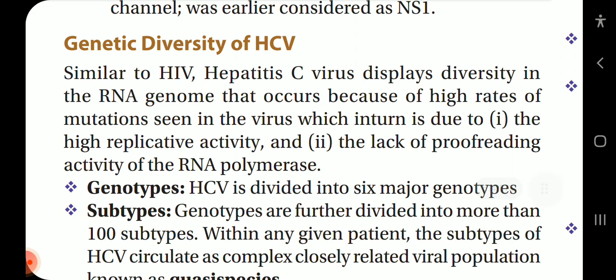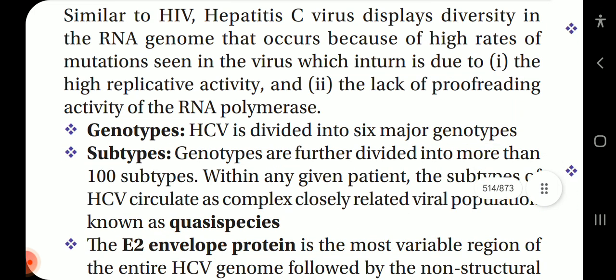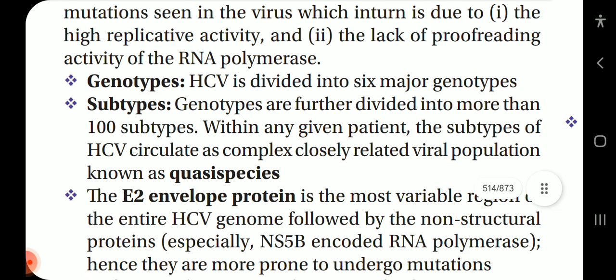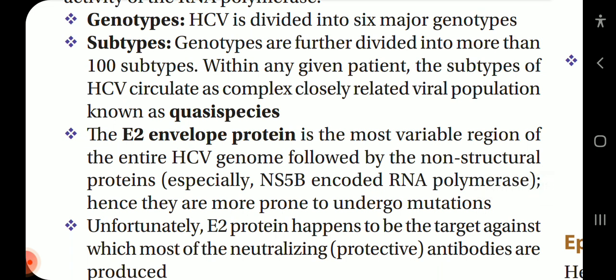Genetic diversity of HCV. Similar to HIV, hepatitis C virus displays diversity in the RNA genome that occurs because of high rates of mutations seen in the virus, which in turn is due to the high replicative activity and, second, the lack of proofreading activity of the RNA polymerase. Genotypes: HCV is divided into six major genotypes. Genotypes are further divided into more than 100 subtypes. Within any given patient, the subtypes of HCV circulate as a complex, closely related viral population known as quasi-species.